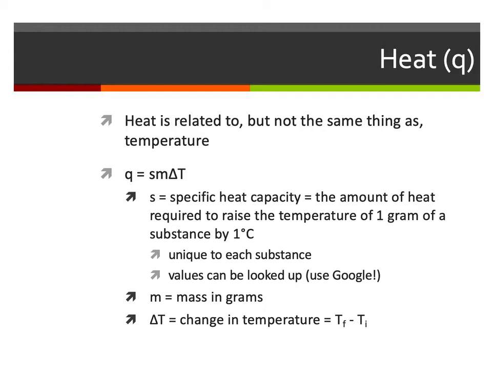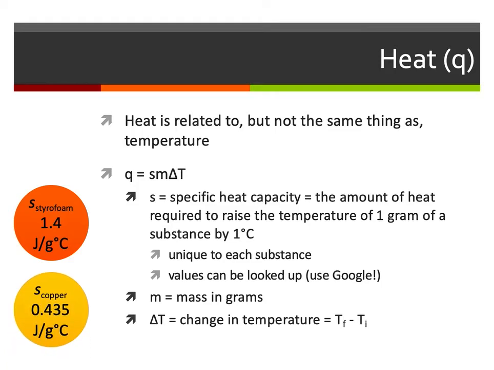All right, let's look at a couple examples of some specific heat capacities. Styrofoam, which is what a lot of coffee cups and disposable cups are made out of. Disposable carry-out containers are made of styrofoam. Its specific heat capacity is 1.4 joules per gram degrees Celsius. Copper has a specific heat capacity of 0.435 joules per gram degrees Celsius. And water has a specific heat capacity of 4.18 joules per gram degrees Celsius. The metal here has the lowest specific heat capacity.